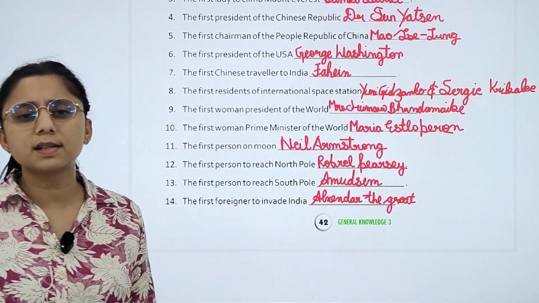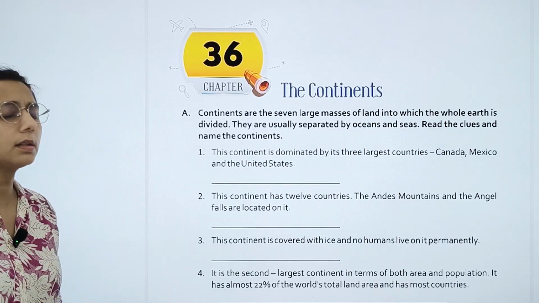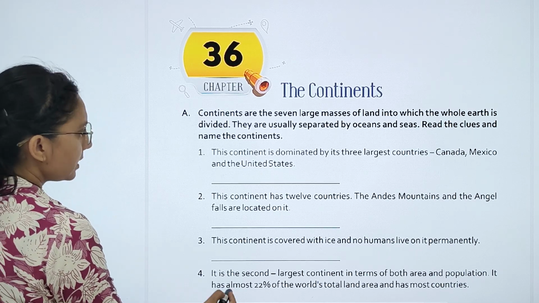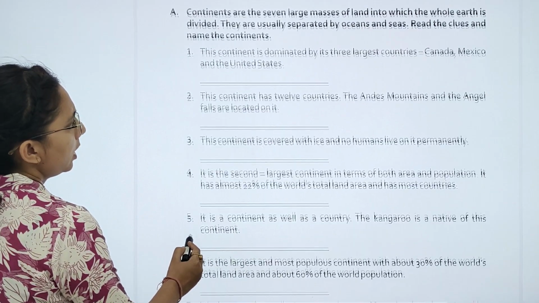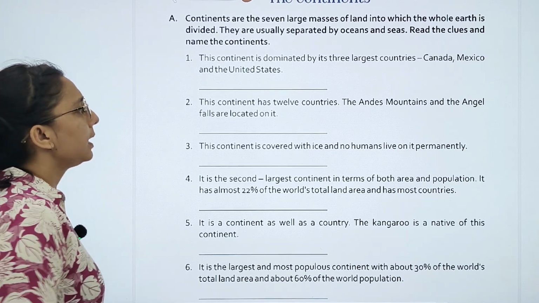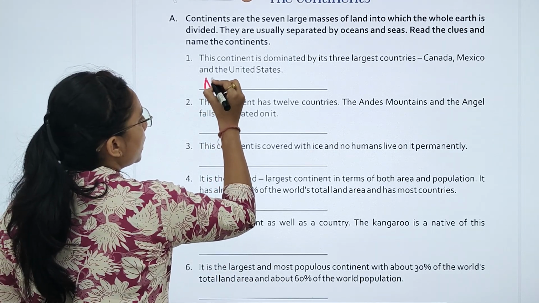Now let's move to the next chapter, that is chapter number 36, continents. Now let's study continents. कितने continents हैं? 7 continents हैं. It's a landmass. The continent dominated by large countries, जिसमें आपका कनाडा, मैक्सिको और यूनाइटेड स्टेट्स है, वो आपका नॉर्थ अमेरिका.